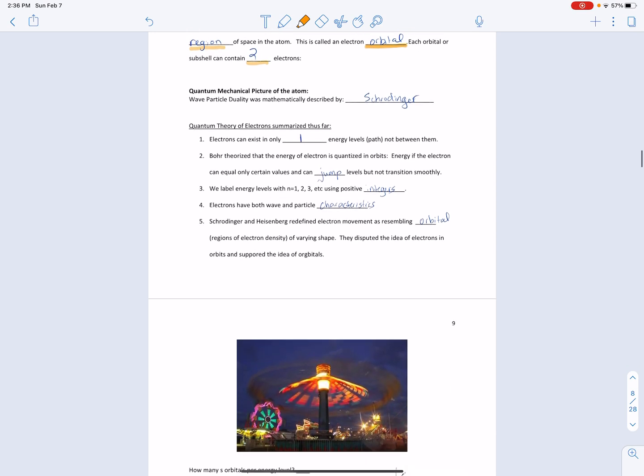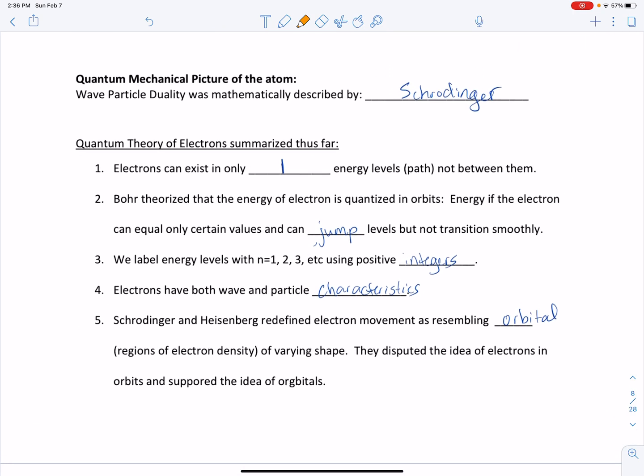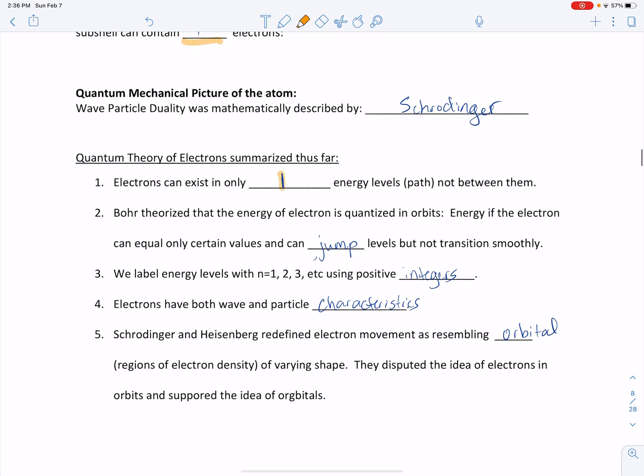Wave-particle duality described by Schrodinger. And then quantum theory of electrons. So far, electrons can exist in only one energy level, not between them. And Bohr theorized that the energy was quantized into orbits, so that's true. And the electron can jump between levels, but it can't transition smoothly. So those lines may not have been the best choice. It kind of looked like a smooth transition.